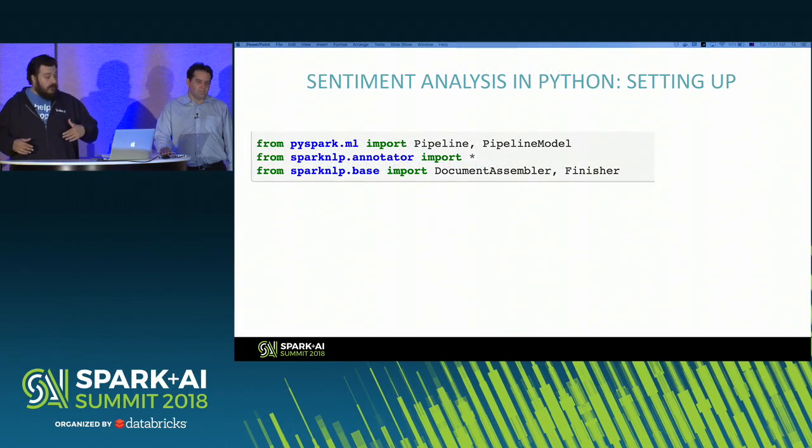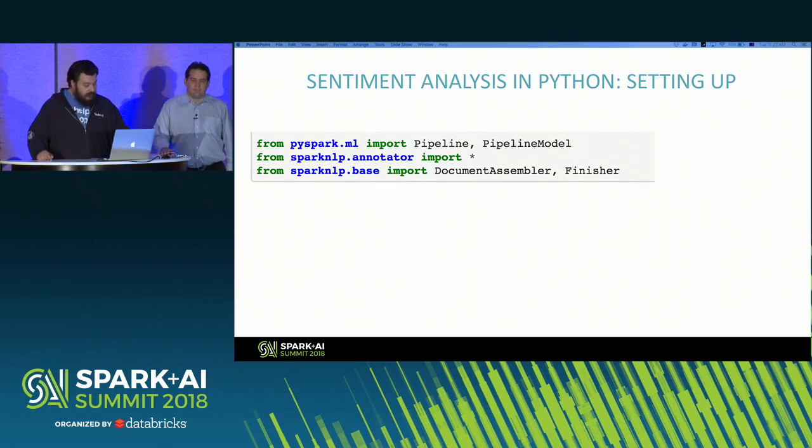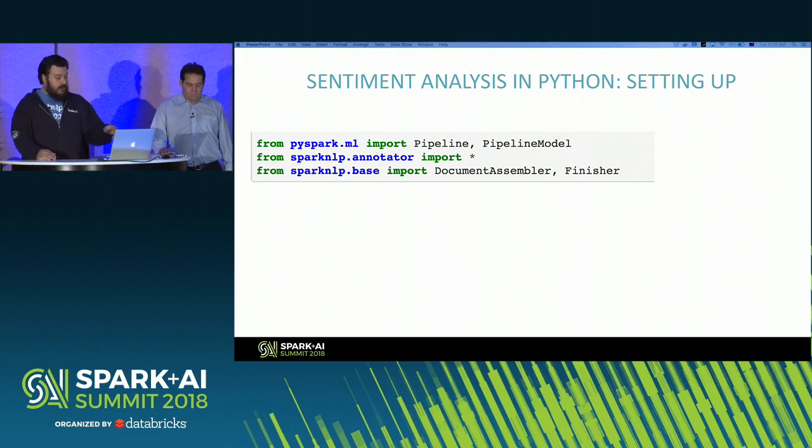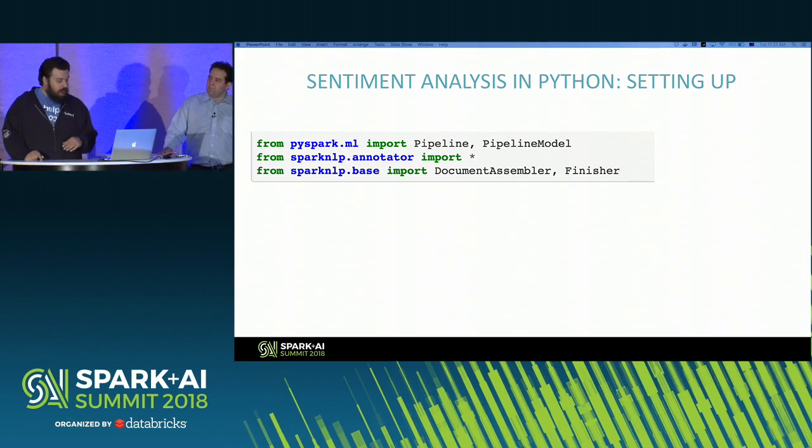So here, we're just going to import some stuff. We're going to bring in the Spark ML pipelines, right? Because we want to build pipelines. We're going to bring in our annotators. These are all the annotators that are exposed through Spark NLP. And then there's some Spark NLP-based stuff there, a document assembler and a finisher. I'll explain what those are.